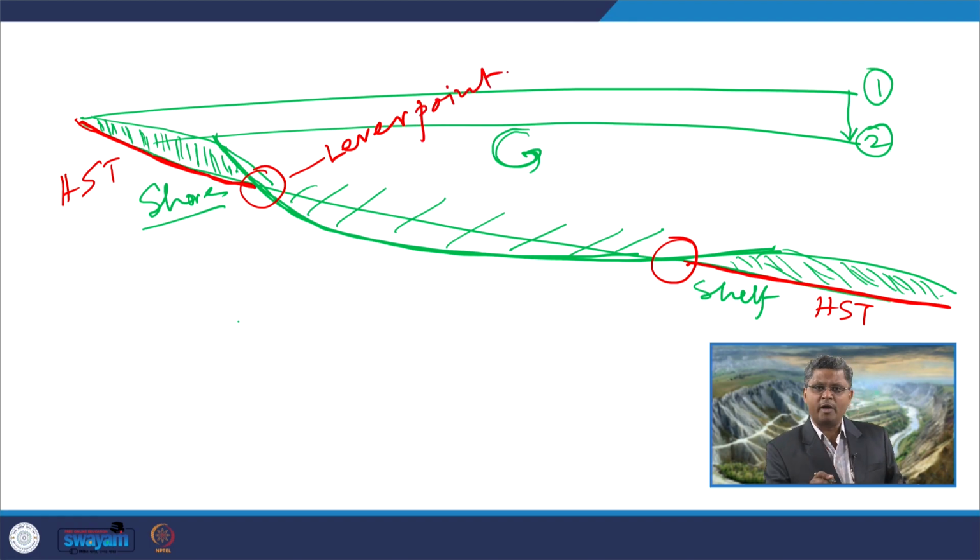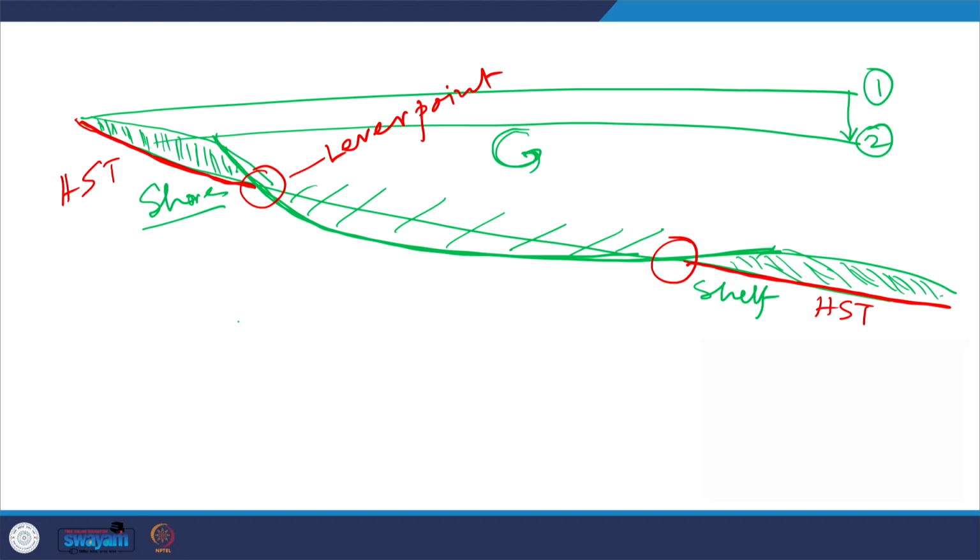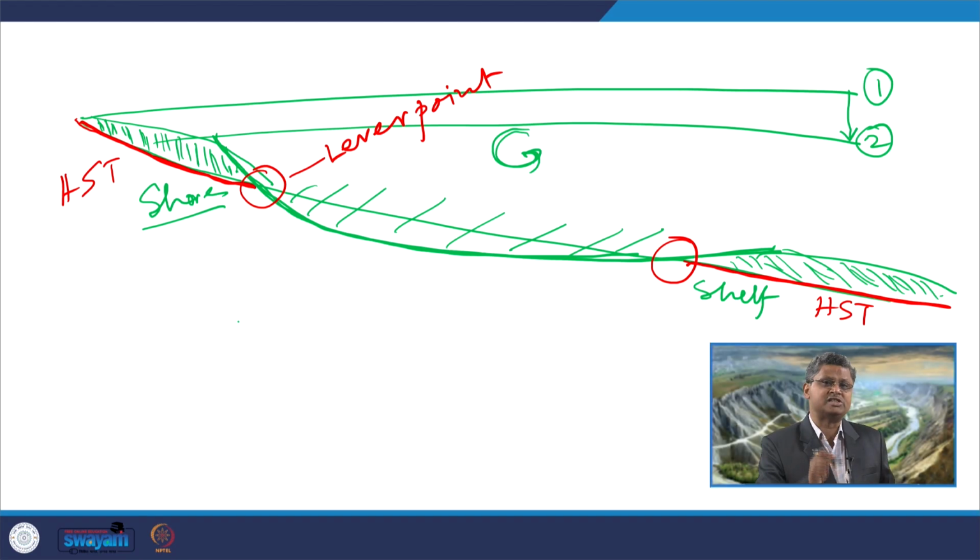So, this lever point, its position will control the amount of erosion with respect to the amount of sedimentation, and the position of this lever point will control whether we will get the preservation of BSFR or not. If this lever point is allowing preservation of the FSST package, in that case we get preservation of BSFR over here and BSFR in this zone.